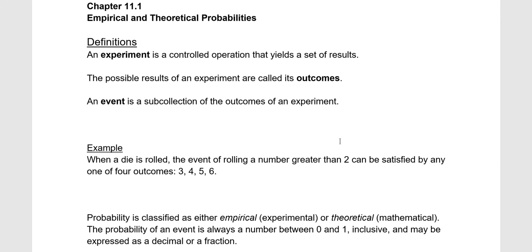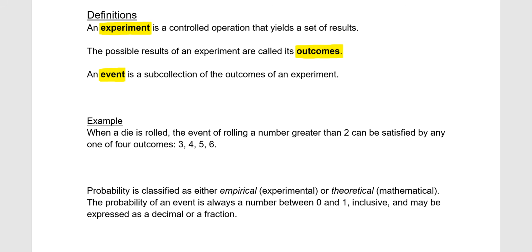In this chapter, we're going to be going over empirical and theoretical probabilities. So first, starting off with a few definitions. An experiment is a controlled operation that yields a certain set of results, and these results in the experiment are going to be called outcomes. And an event is a subcollection, so one or more of the outcomes of an experiment. Okay, so we're going to be using these terms a lot for this section.